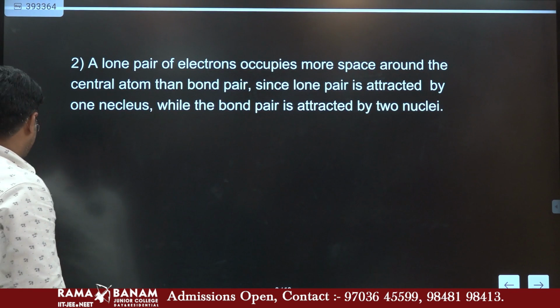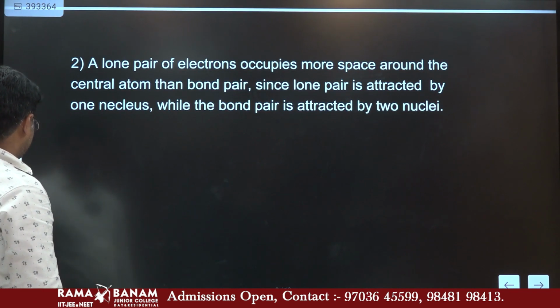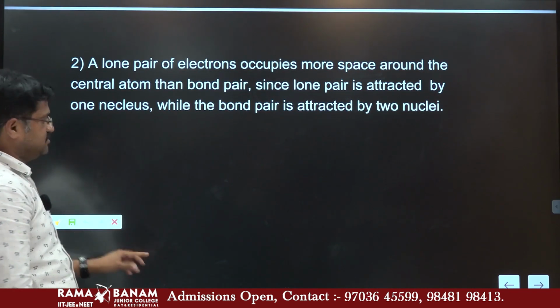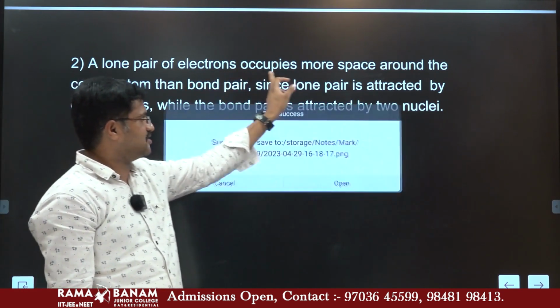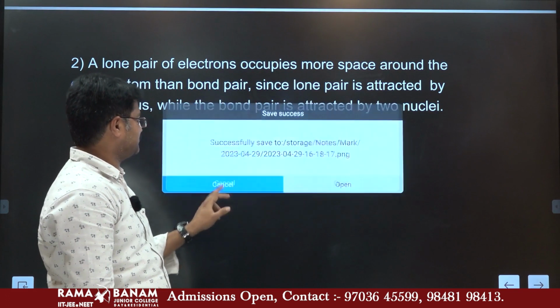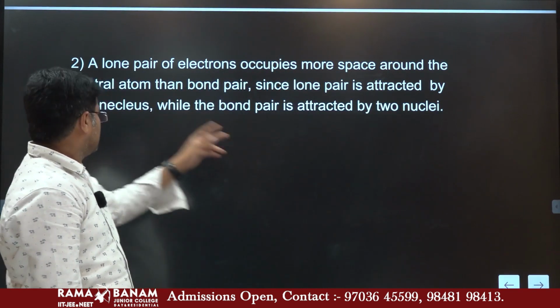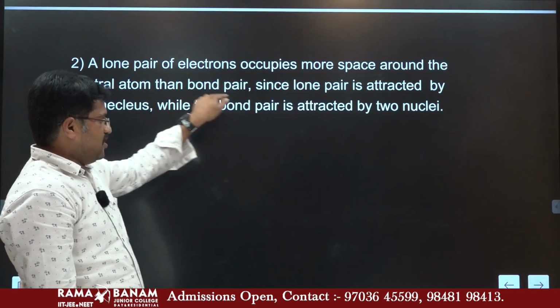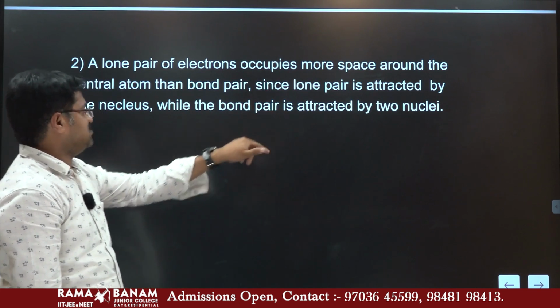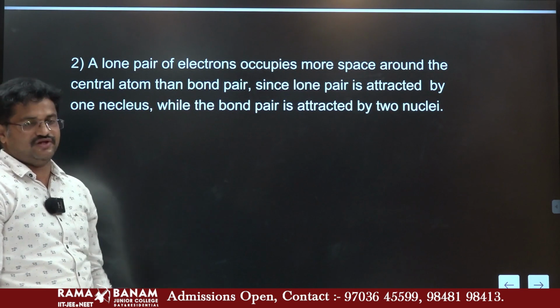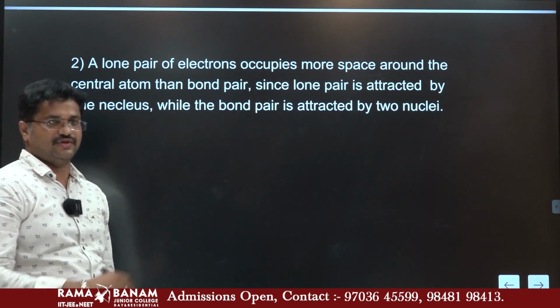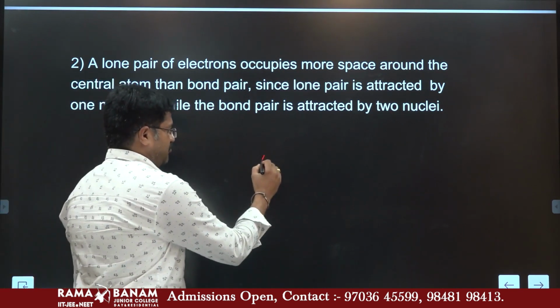Generally, lone pairs occupy more space on the central atom than the bond pairs, since the lone pair is attracted by one nucleus while the bond pair is attracted by two nuclei. Suppose we take the ammonia molecule.